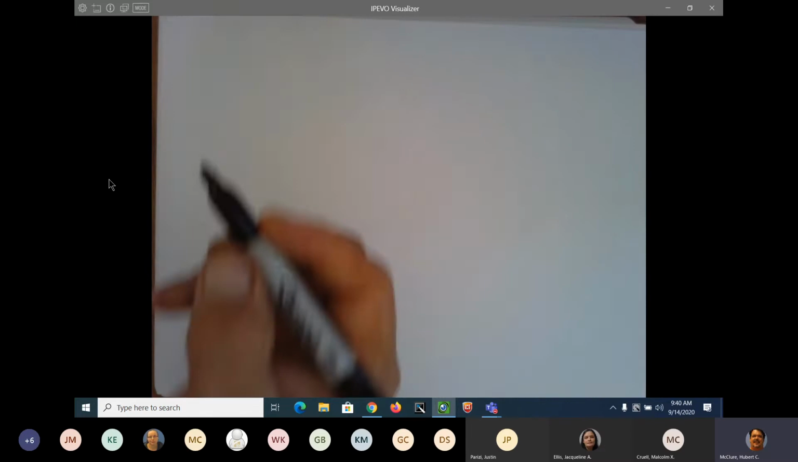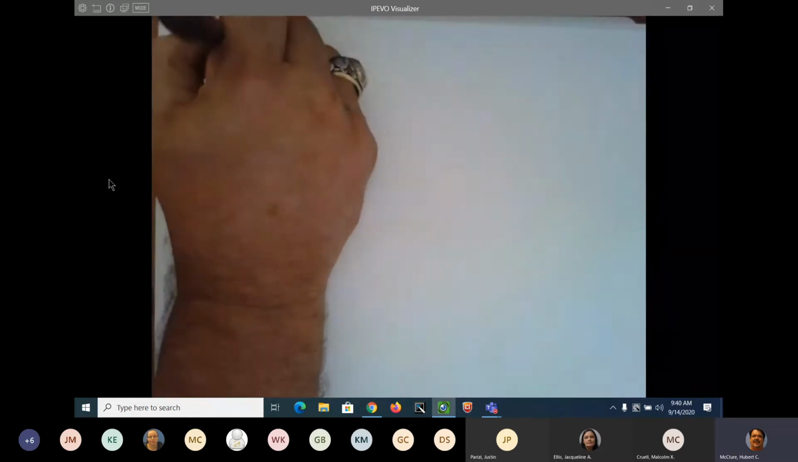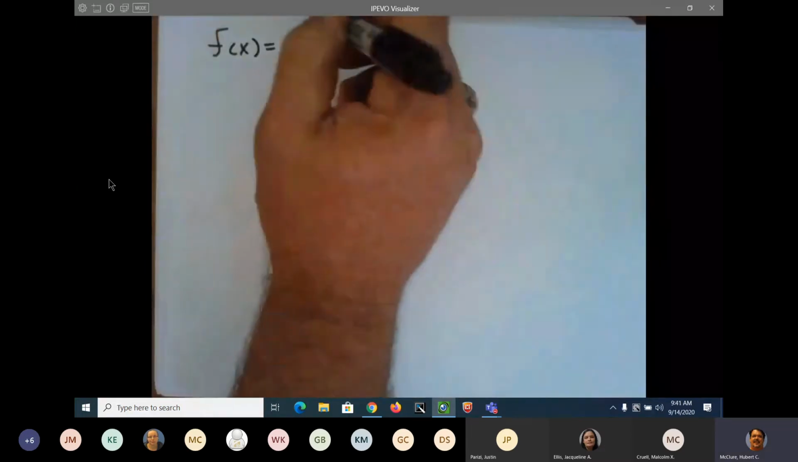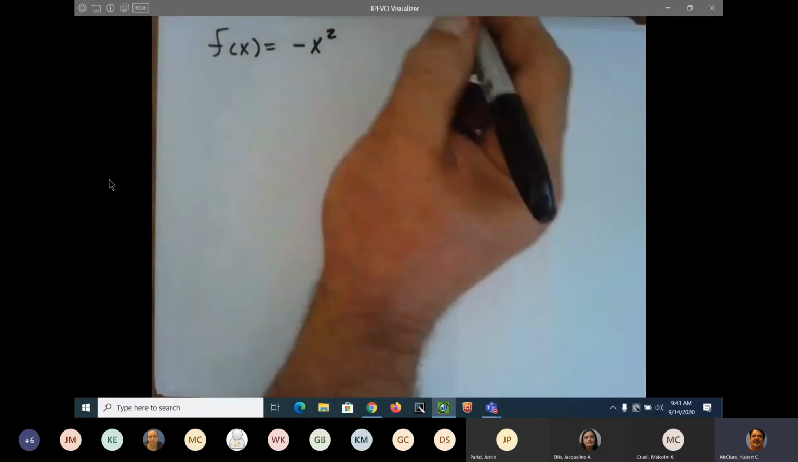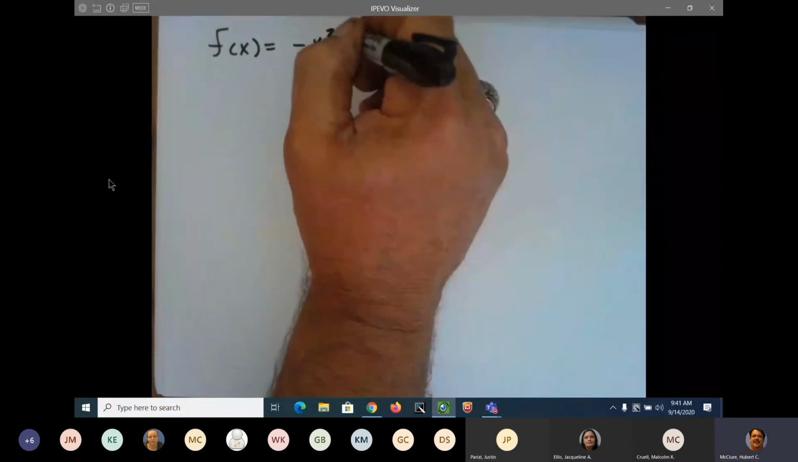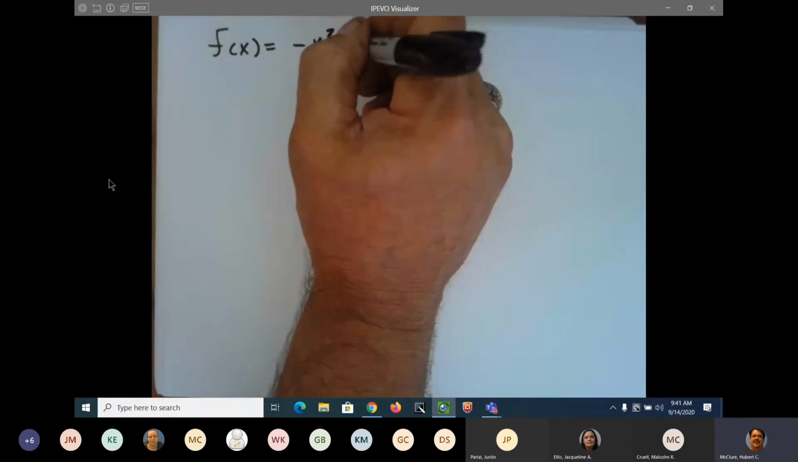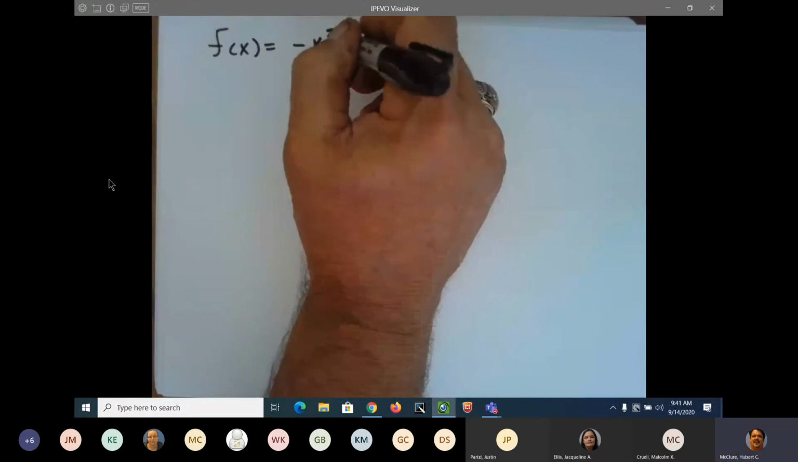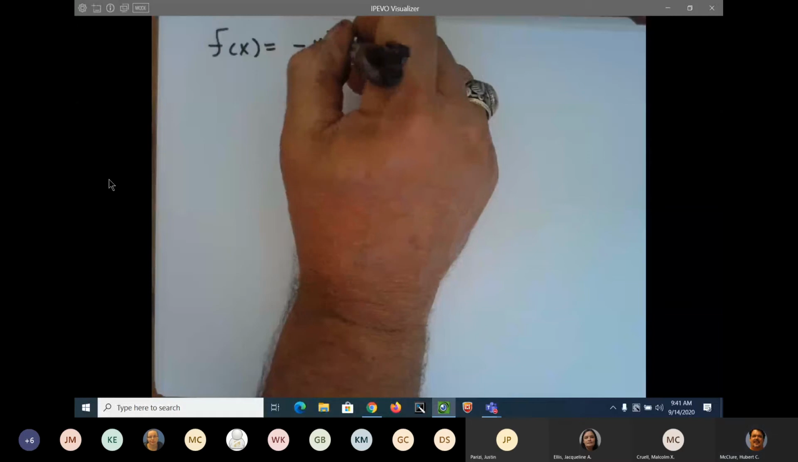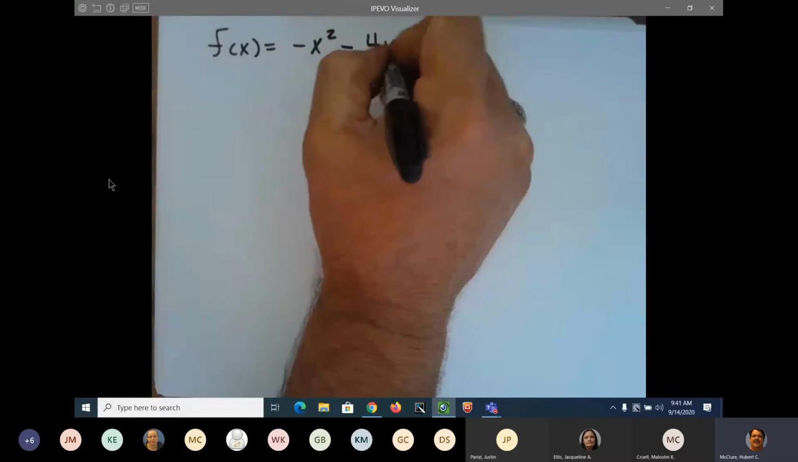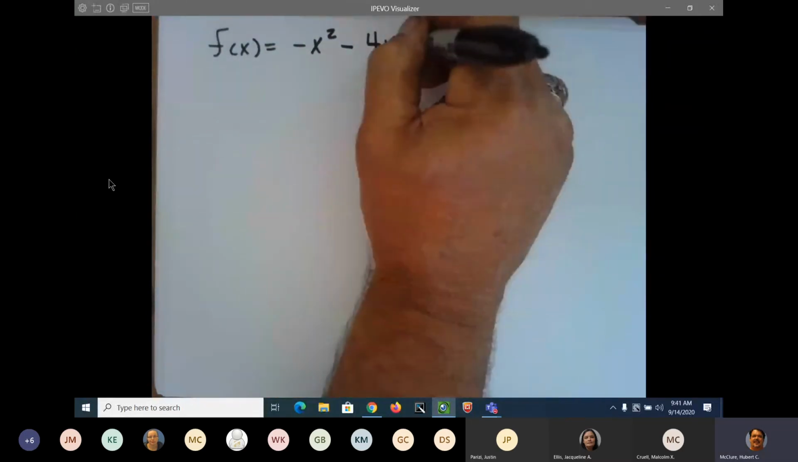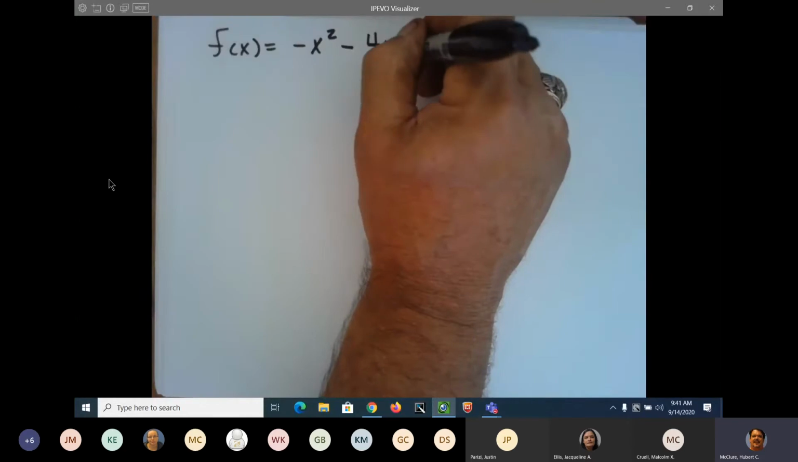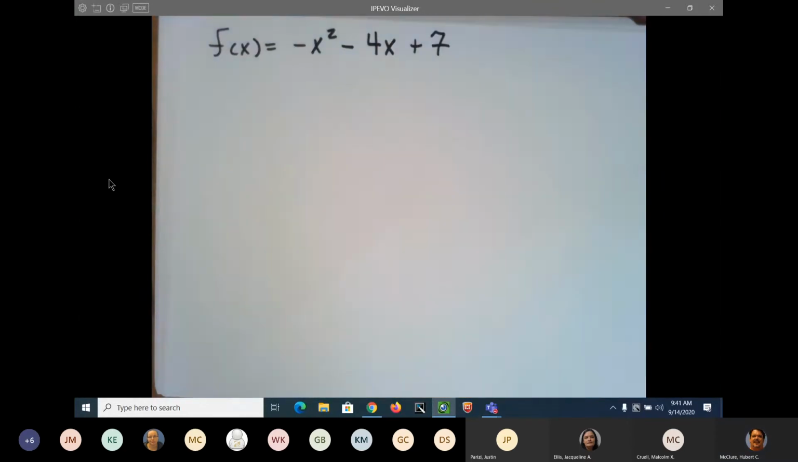So let's do one. f of x is equal to negative x squared, and I'll give you an even one and an odd one. So let's do minus 4x plus 7. All right, so that's what you're going to be given on a test.